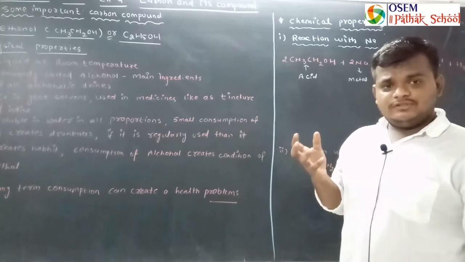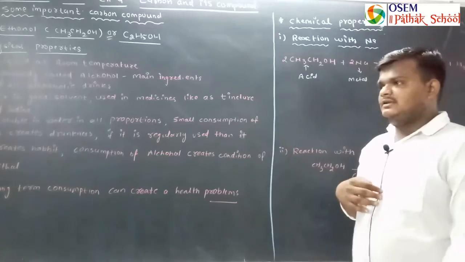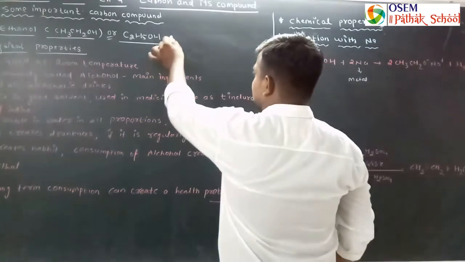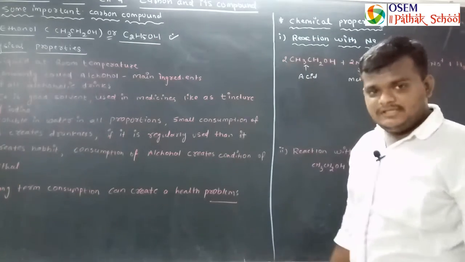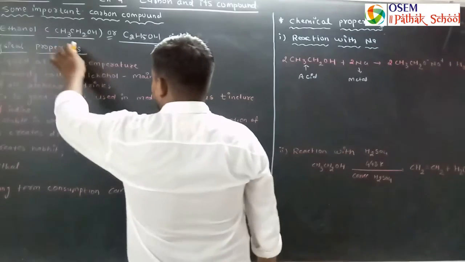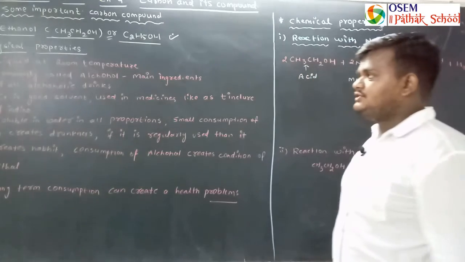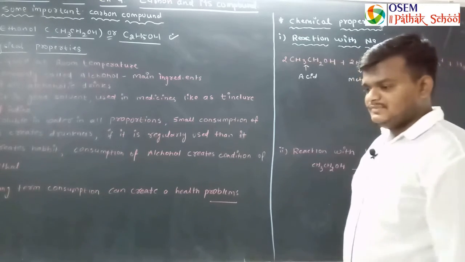These two common compounds are mostly available in all types of laboratories. So we are starting with the first carbon compound, and it is ethanol. Ethanol, as I have already discussed, has the formula CH3CH2OH, or C2H5OH we can also say.